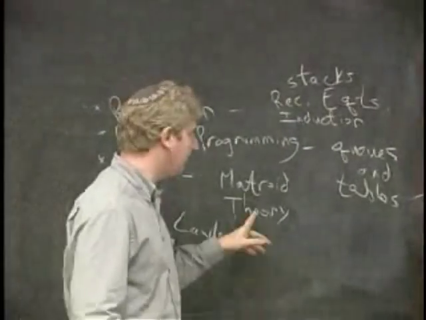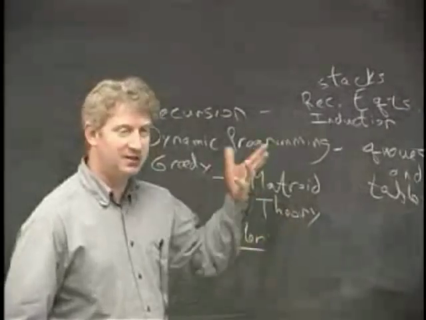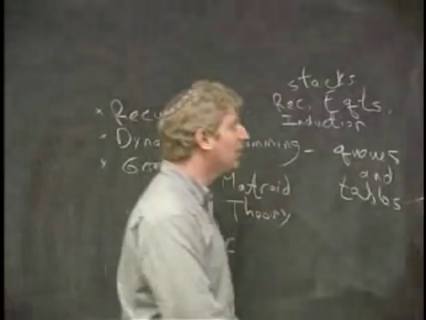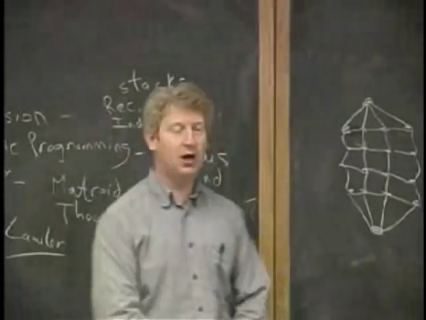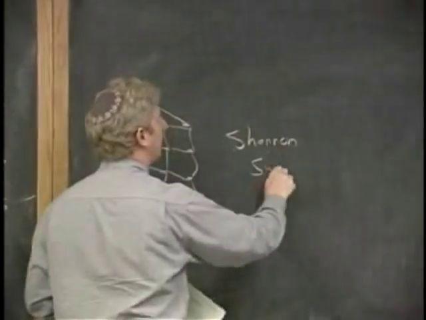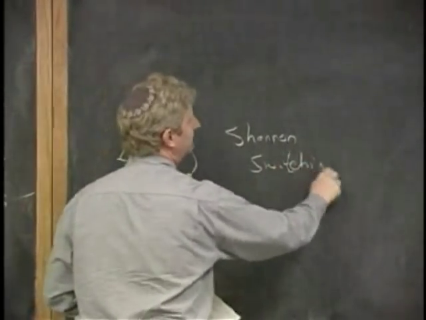That strategy is based on matroid theory. It's based on intersecting spanning trees. It's based on something that comes up in a greedy strategy. It's a really cool problem. It's called, originally, the Shannon switching game, named after Claude Shannon.